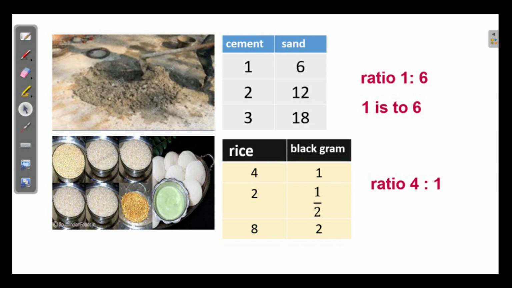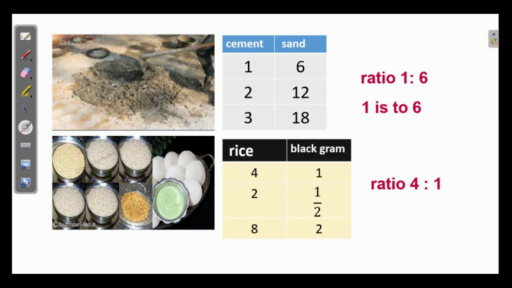And to make soft idlis, there is a definite ratio of rice and black gram, urad dal. What's the ratio? Here, see, 4 cups of rice and 1 cup of urad dal or black gram. The ratio is 4:1. 4 rice and 1 black gram. Okay. And if we take 2 cups of rice, we have to take only half a cup of black gram. And for 8 cups, we have to take 2 cups of black gram.